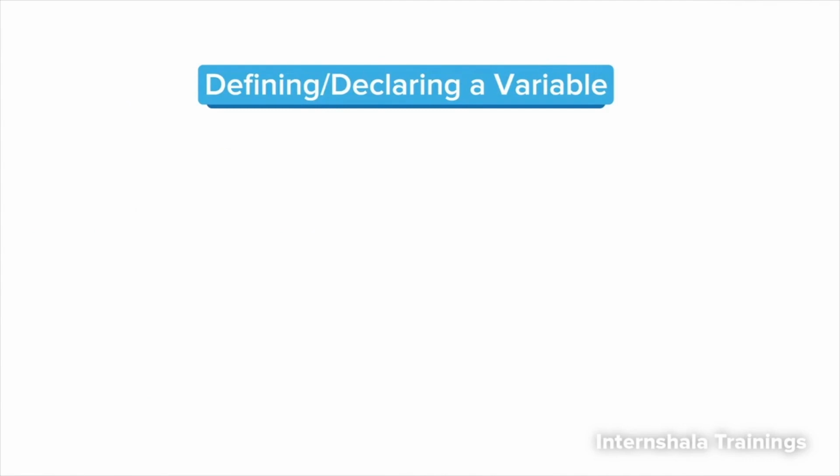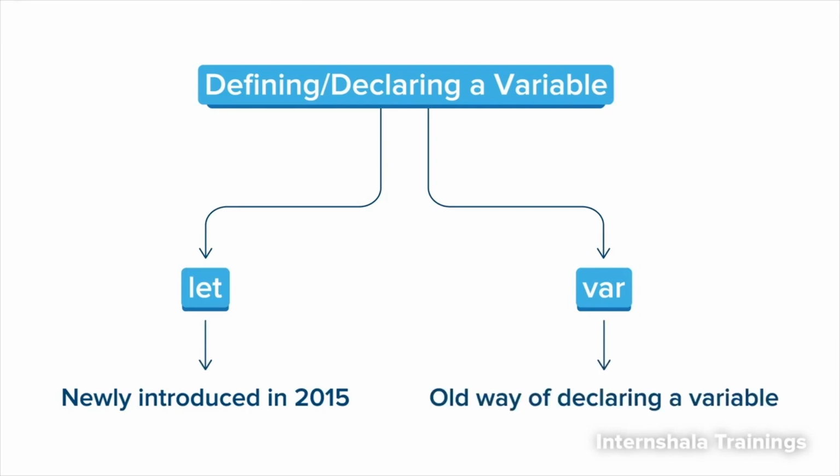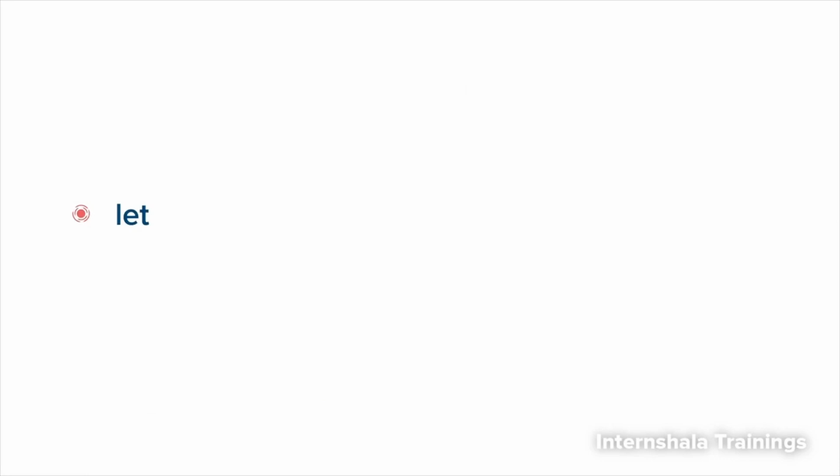When we talk about variables, the first step that comes to our mind is how to define or declare a variable. We do that by using the let or var keyword. The let keyword was newly introduced to JavaScript in 2015 with ES6 to make variable declaration more robust. Before that, we declared a variable using the var keyword, which still works but is less preferred. We will first understand how to declare a variable using the let keyword.